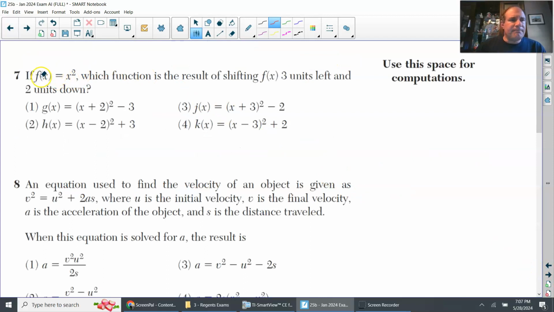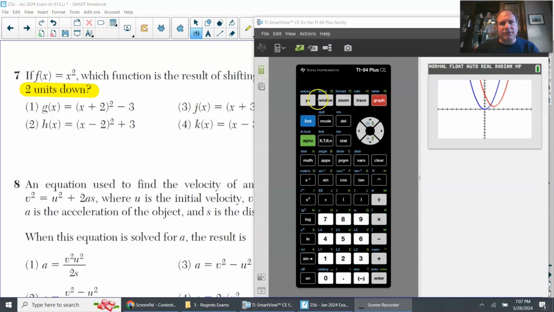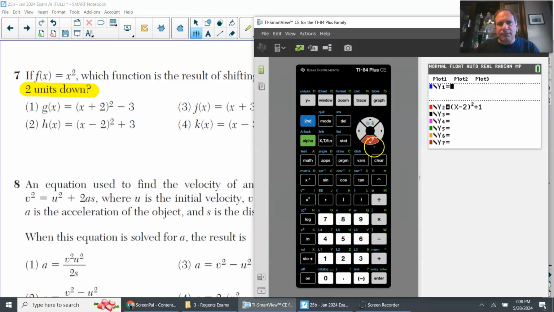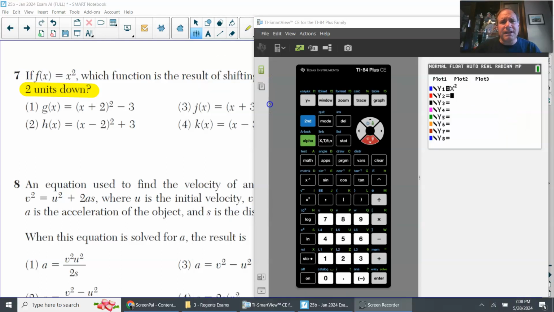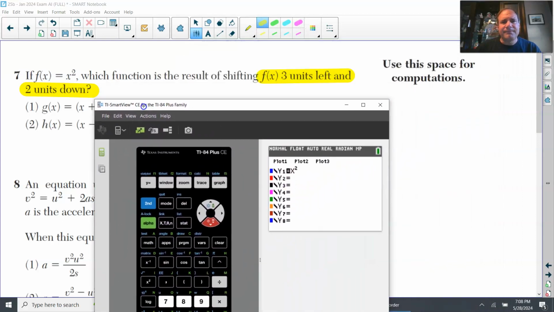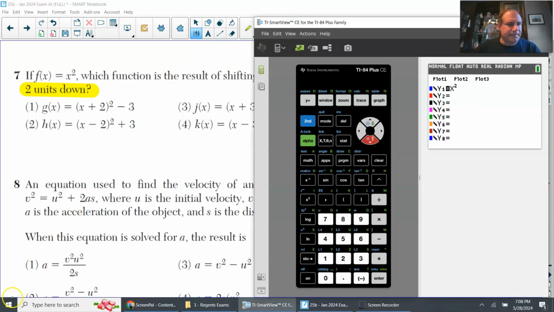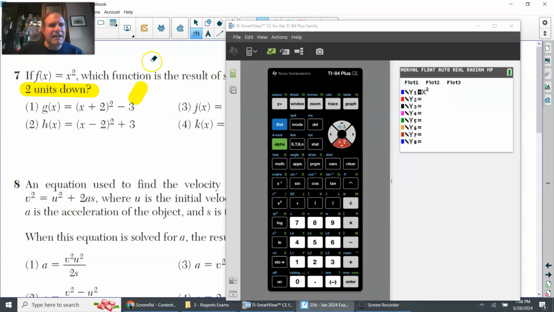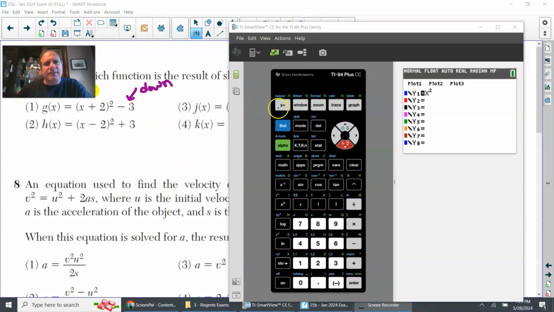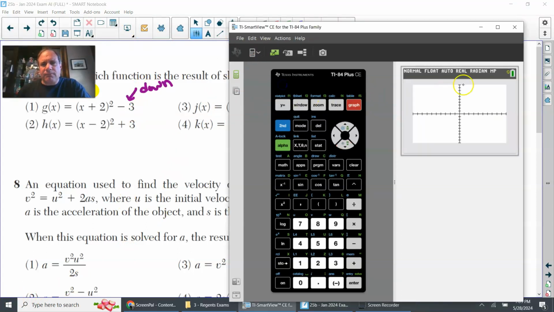Number 7. f of x equals x squared. Which function is a result of shifting f of x 3 units left and 2 units down? The first thing you do is grab your calculator, press Y equals, and enter x squared. X squared is known as the parent function. Everything is compared to the parent function. You see how x squared right there is Y1? That's my parent function.